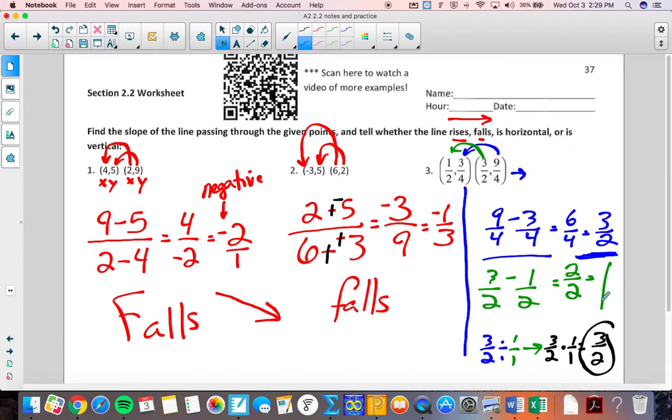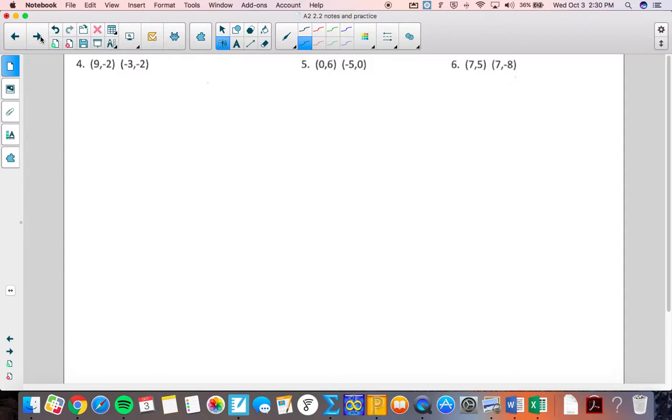Now you might be like, oh man, I got the same answer, that was silly, Mr. P. Yeah, it's because we're dividing by 1, and that doesn't change the value. But if this was anything other than 1, we would have wanted to show the division like this and change it to multiplying by the reciprocal. And it's a positive fraction, so that is going to rise. We're going up 3 and to the right 2. Let's keep rolling with that.